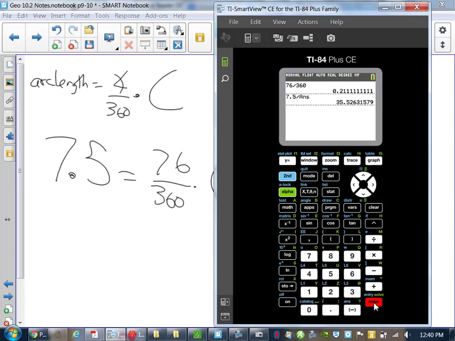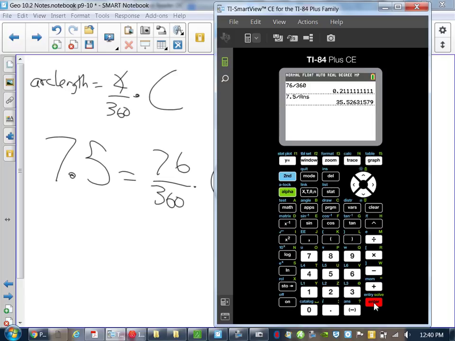It's another way of doing it so you don't screw up when you had to divide by 2 pi, because I know sometimes you guys forget to put parentheses around things. It's just another way to do it to make it easier on you. Okay? Does that help a little bit? So my answer here would be 35.53 when I round to 2 decimal places.